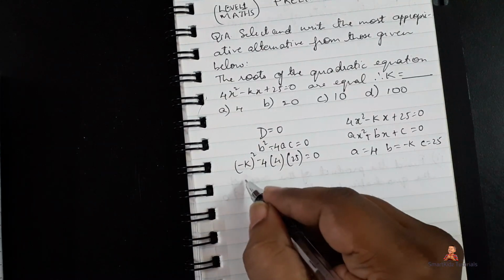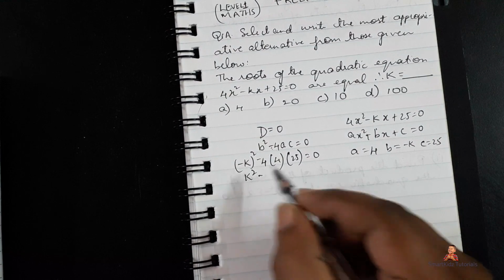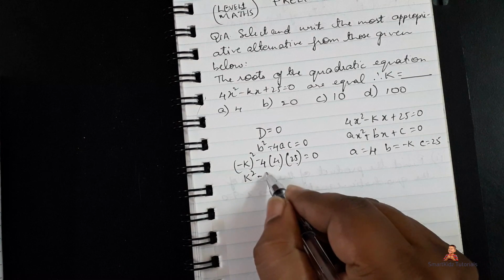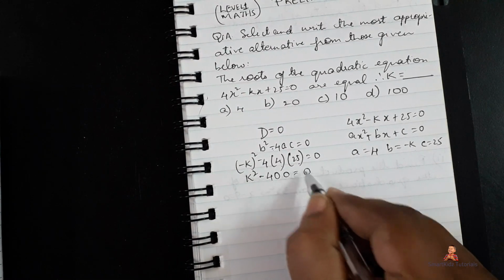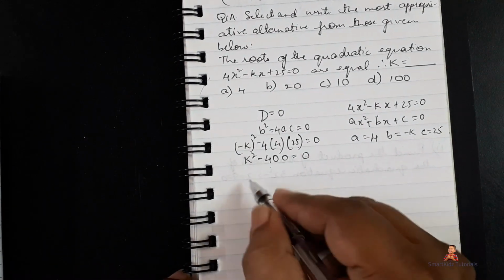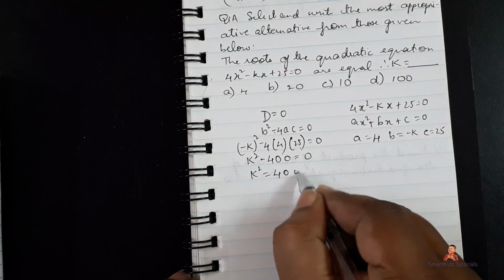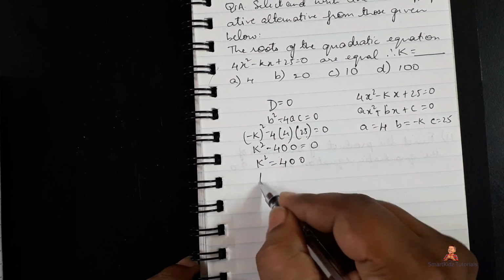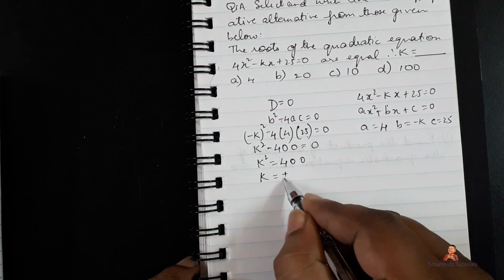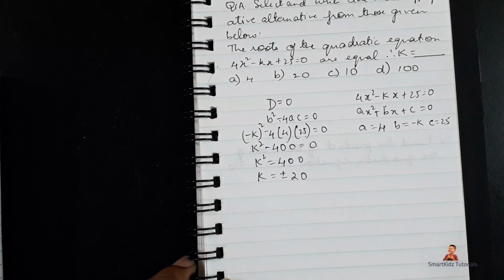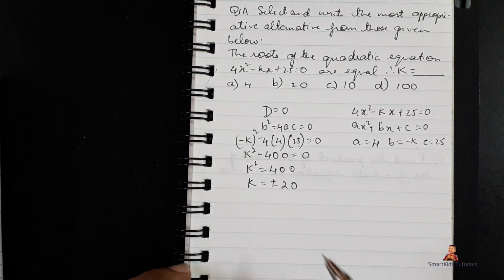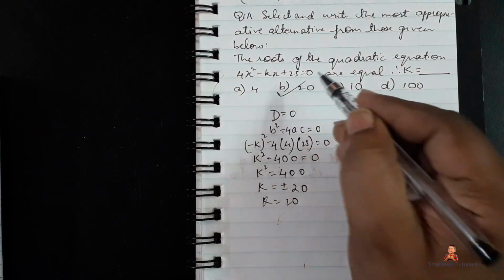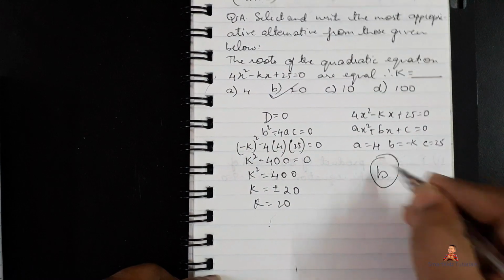Minus k whole square becomes k square. 25 into 4 is 100, 100 into 4 is 400. So that would be minus 400 equal to 0. You take minus 400 to the other side, it becomes positive 400. If we take the square root of 400, we get k equal to plus or minus 20. In this case we take k equal to positive 20. So b would be our answer. So b is the correct choice.